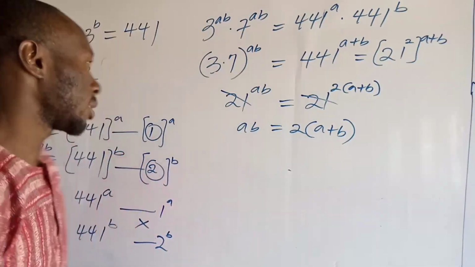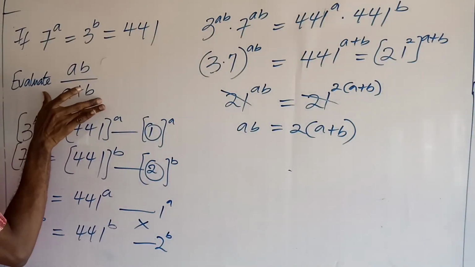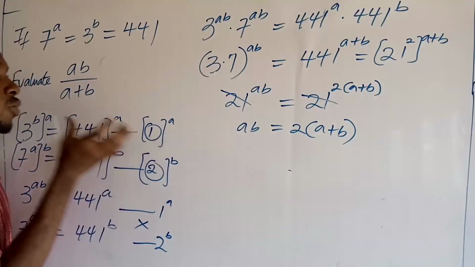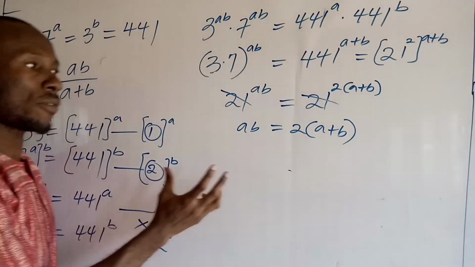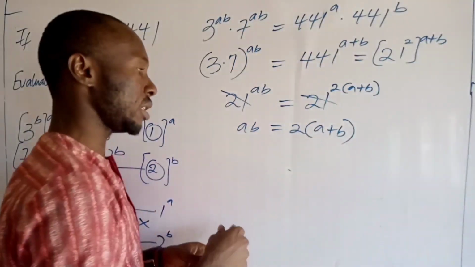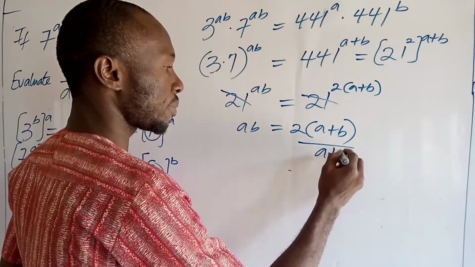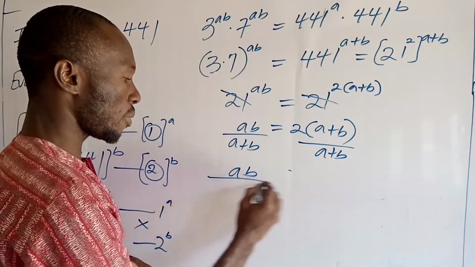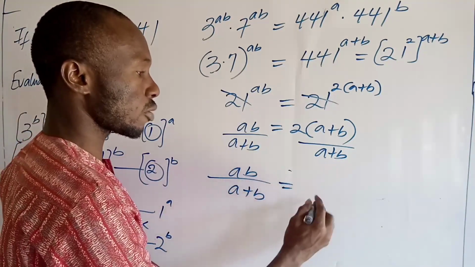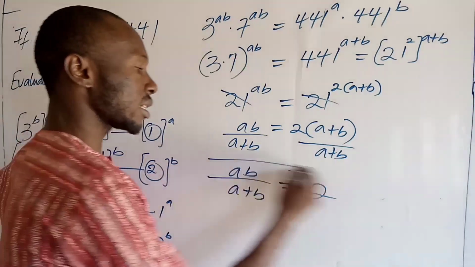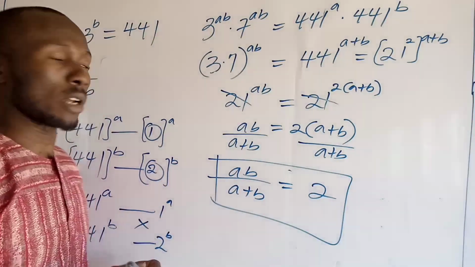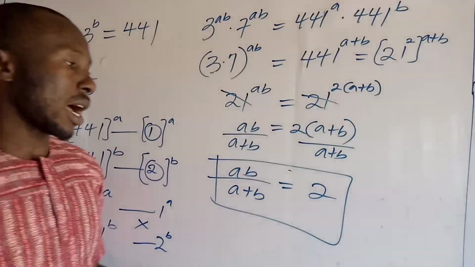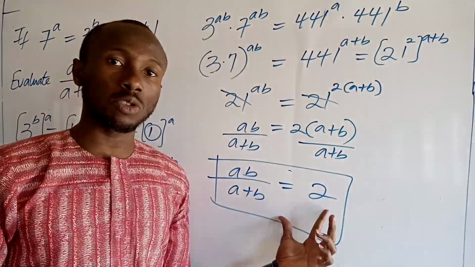Now remember that we are asked to evaluate this quantity, and from this equation we can actually achieve it. So I'm going to divide both sides by a plus b. So I have ab upon a plus b is just equal to 2. This is the quantity we are asked to evaluate from the question, and now we have the quantity equal to 2.